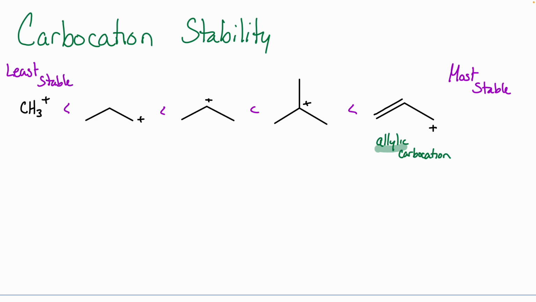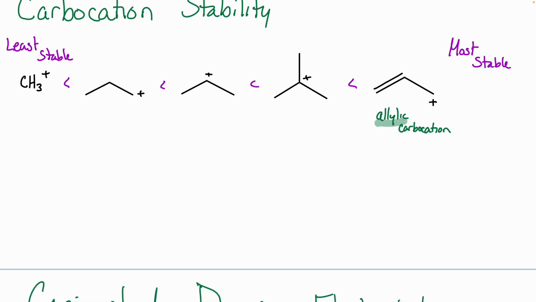All right, so this is going to be really important when you're drawing your intermediates for these reactions. You're not going to be focused on always putting it on the more substituted carbon. You're going to be focused on always putting it on the allylic carbon, right? That's where your double bond is going to be. I'm sorry, that's where your carbocation is going to be.